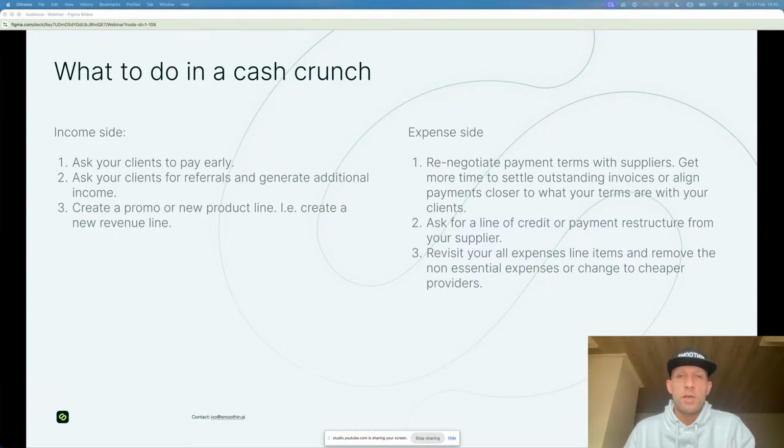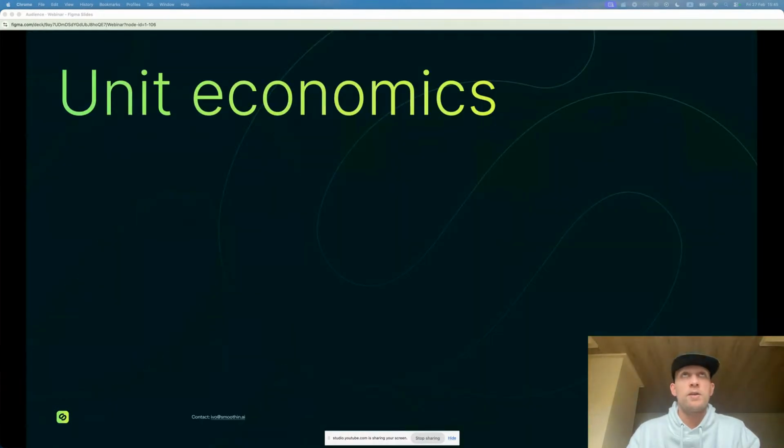And the third one is revisit all of your expenses and remove the non-essential expenses and change to cheaper providers. But I have a specific suggestion for you guys at the end of this presentation, so I'll run through that very shortly. Next part is unit economics.